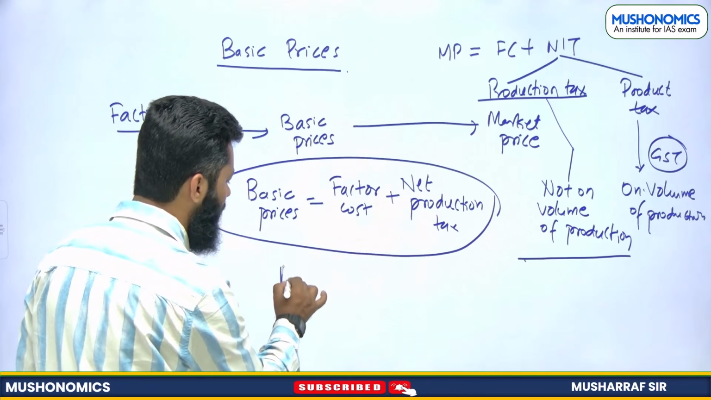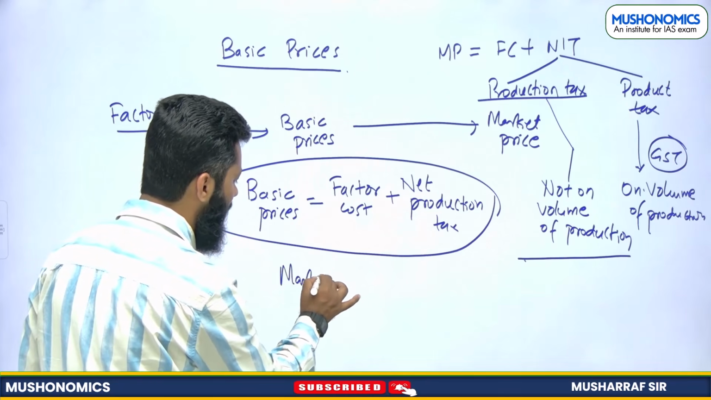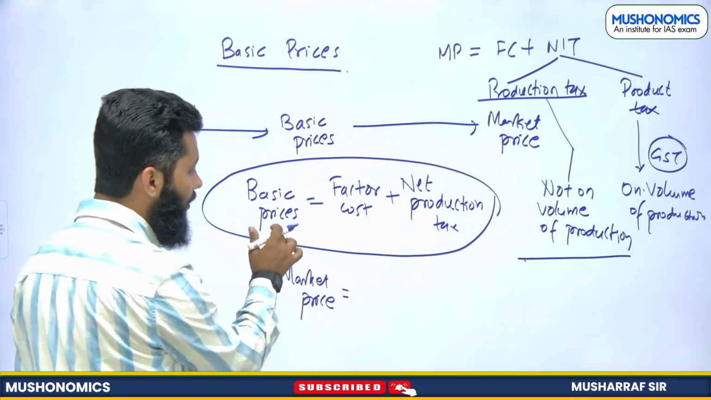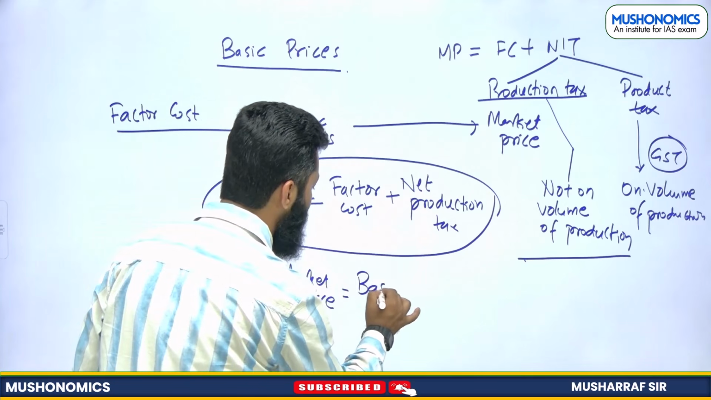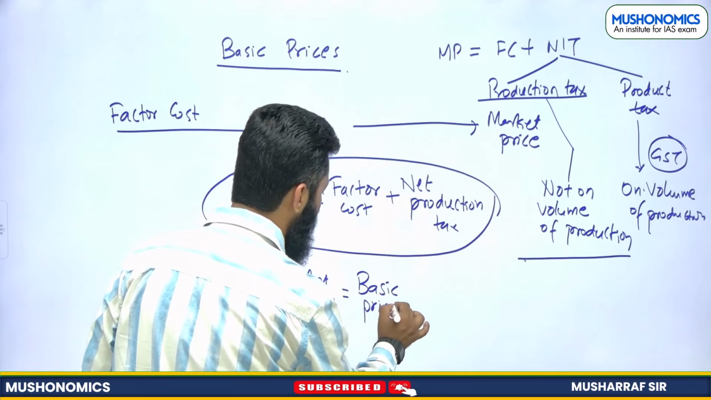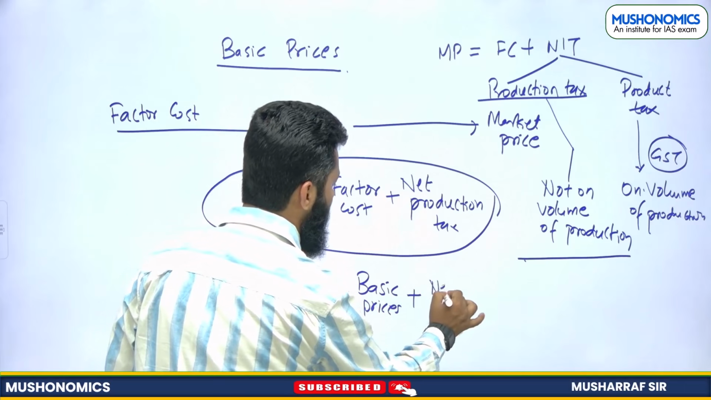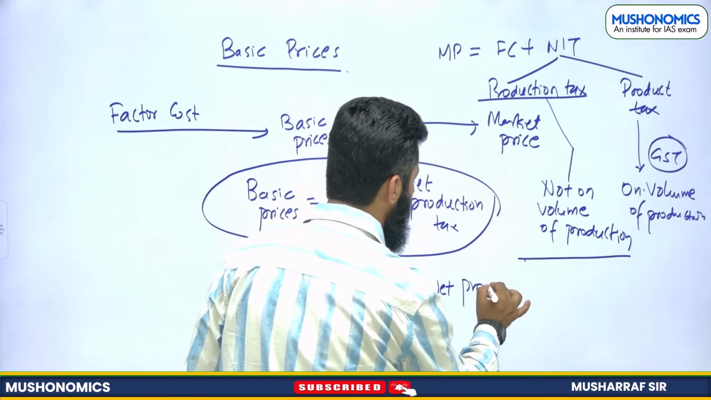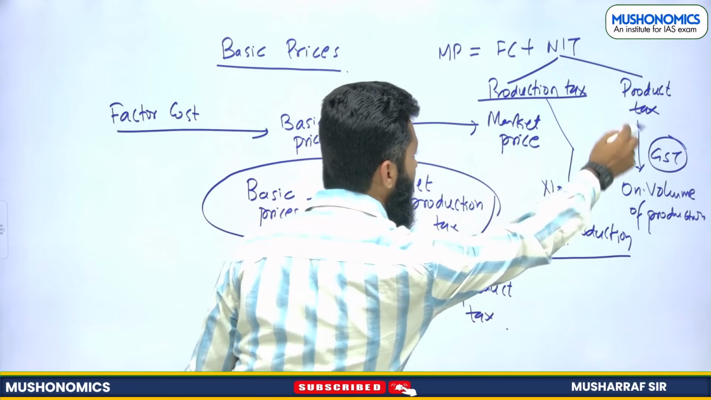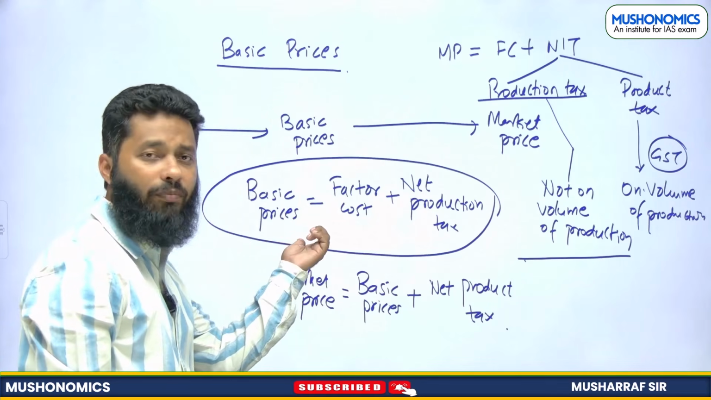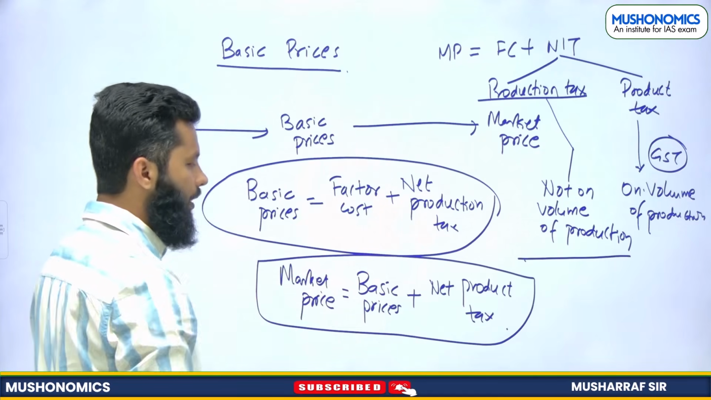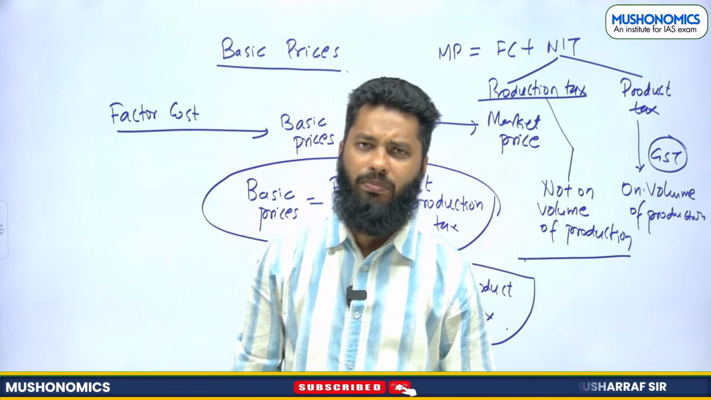Similarly, if we want to get market price from this, how can I get market price? I have already got basic prices, and basic price includes factor cost and net production tax. So basic prices plus net product tax, because this is the variety of tax that I left out while calculating basic prices. So this is how I can obtain market price, right? I hope this is clear.